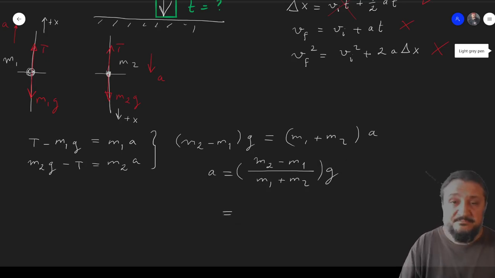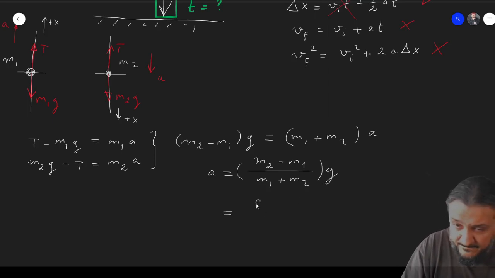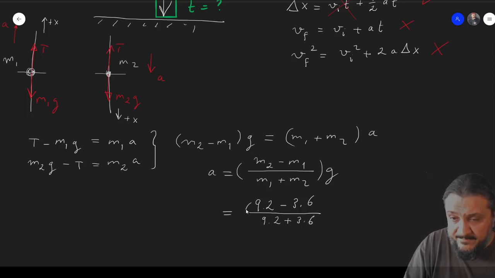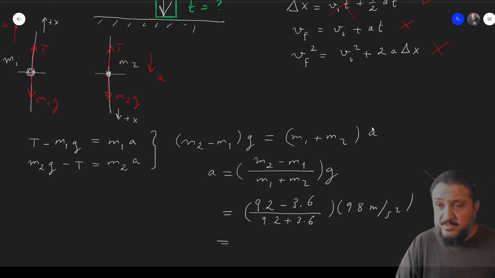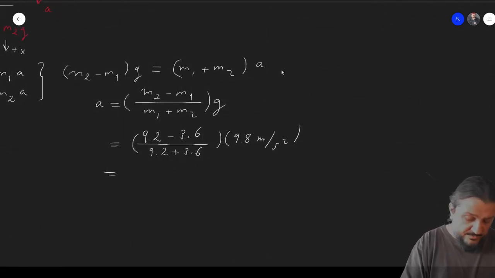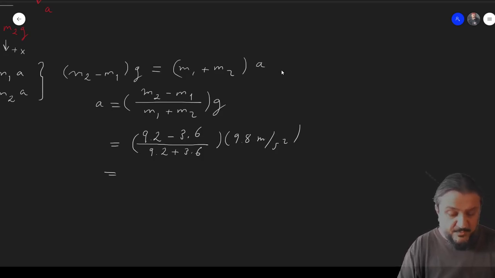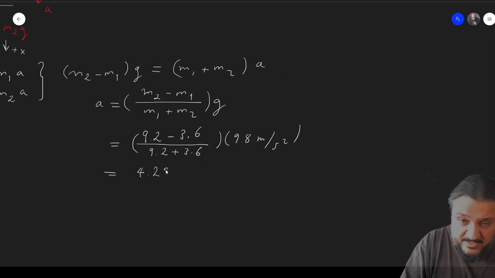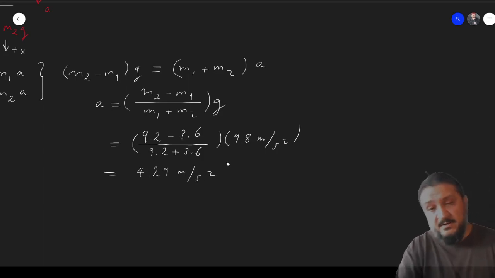All right? So M2 was 9.2, M1 is 3.6, so you plug those in, and 9.8 for G. So we find 9.2 minus 3.6 divided by 9.2 plus 3.6, 0.4375 times 9.8, I got 4.29 meters per second squared.